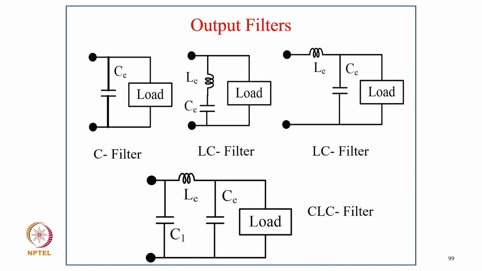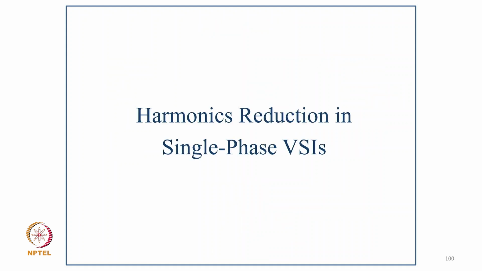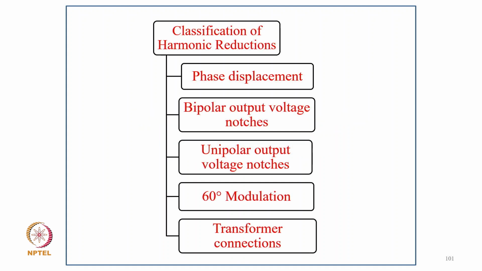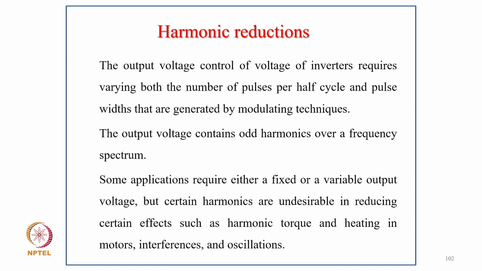And these are different filters like capacitor filter, LC filters, another kind of series LC filter, and then CLC filter. So now coming to harmonic reduction in single phase voltage source inverters. There are classifications of harmonic reduction like phase displacement, bipolar output voltage notches, unipolar output voltage, 60-degree modulation, and transformer connection.